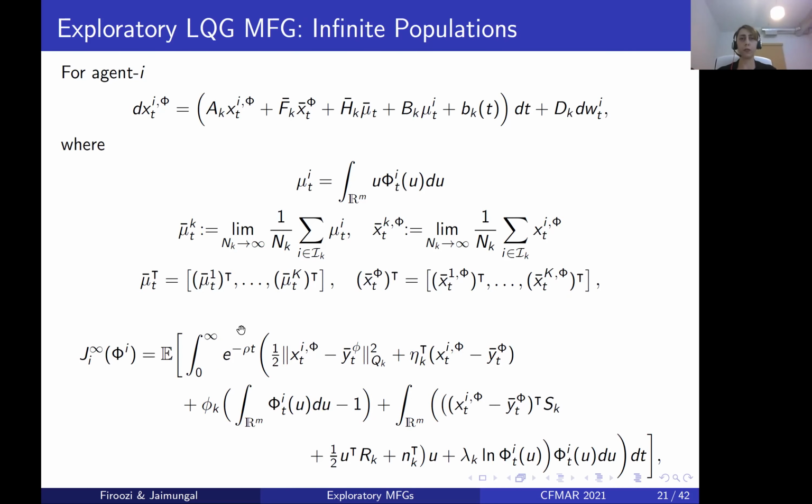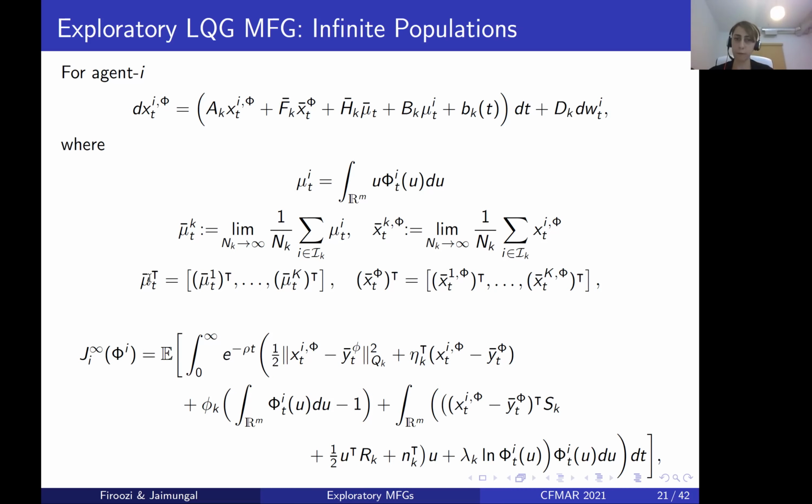So far I have formulated the exploratory LQG Mean Field Game systems. Now I want to show how we can solve this problem. The approach is the same as in the classical case. We move to the infinite population when the number of agents goes to infinity. There, the processes are replaced with their infinite population version, which are shown here. In the infinite population case, we denote the action distribution of agent I by phi I, and this is its mean value.